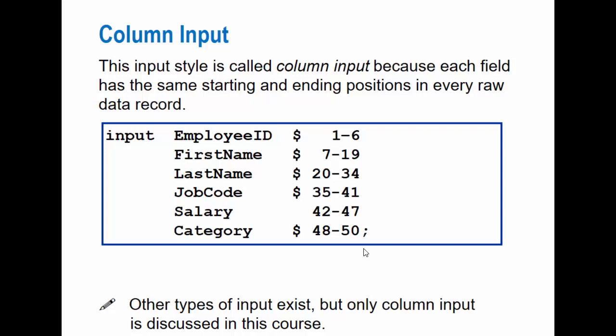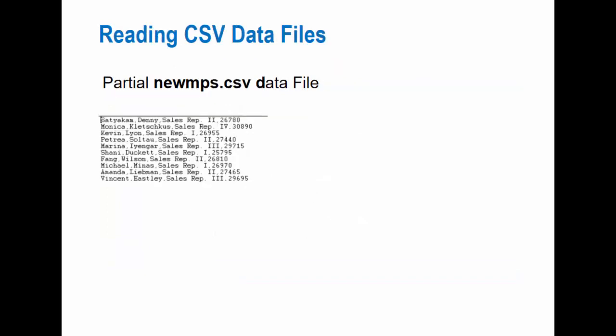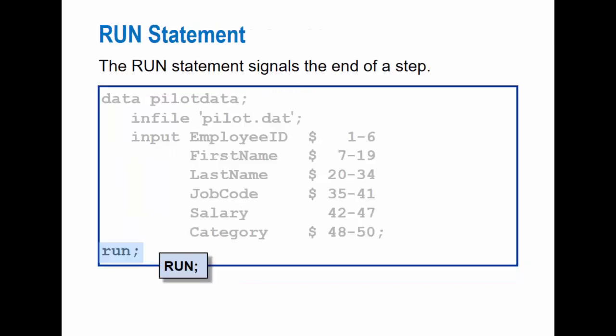So the input style is column. All right. So that's what that is, and then you end the step with a run statement. That's it. After that, you run the code.